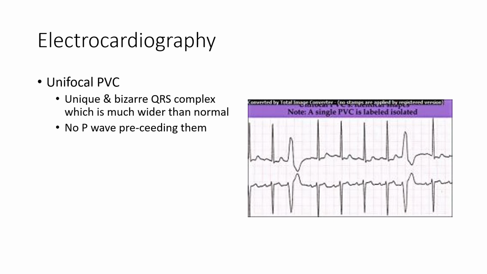Now, if there are 2 of them coupled together, that's called bigeminy. And if there are 3 of them coupled together, then that's called trigeminy. And you would see where you have a couple PVCs like that in a row, and then it goes back to normal sinus rhythm for a while, and then you may see 1 or 2. That's bigeminy or trigeminy, depending on how many you have. And then when it's like this, it's just called a unifocal PVC.